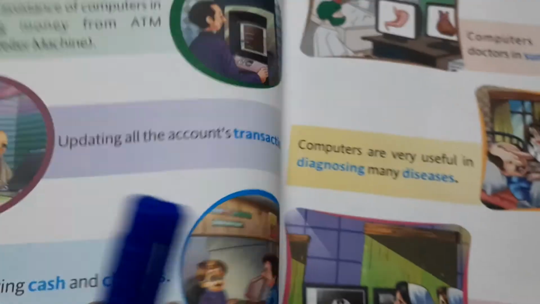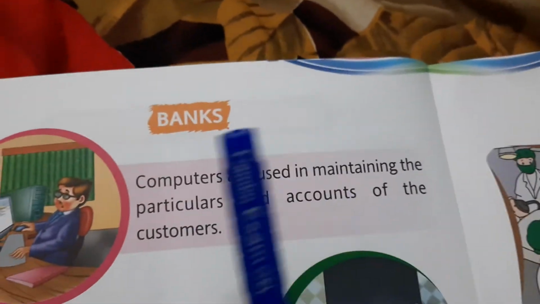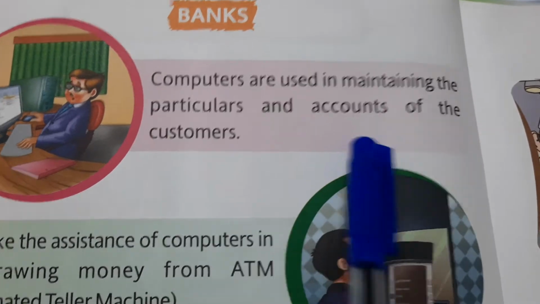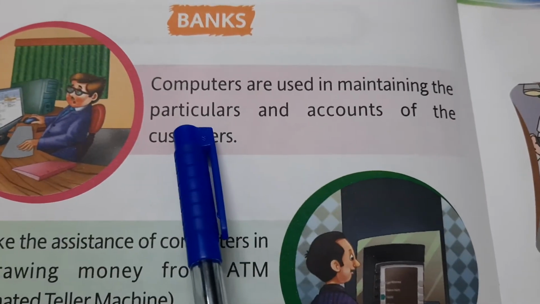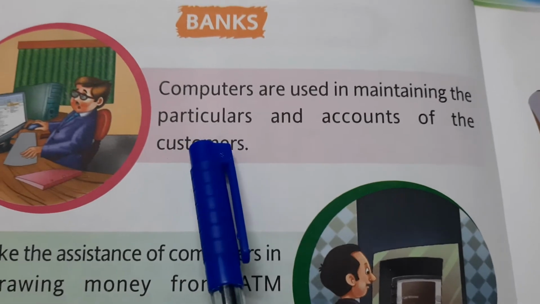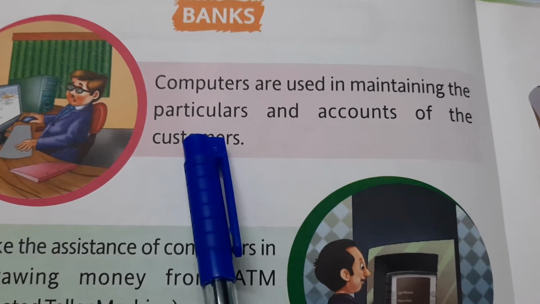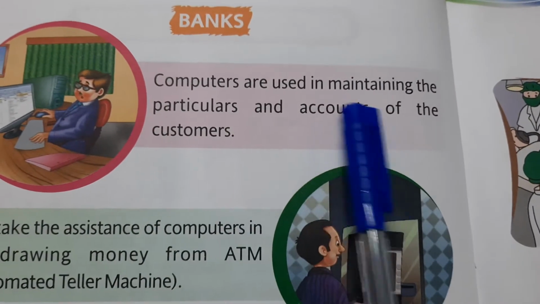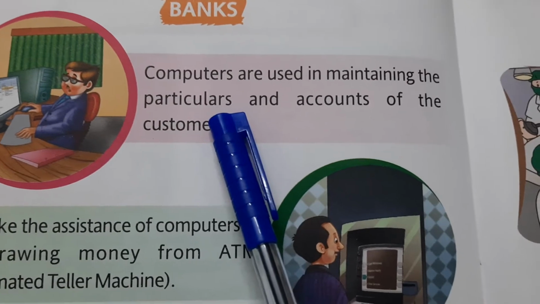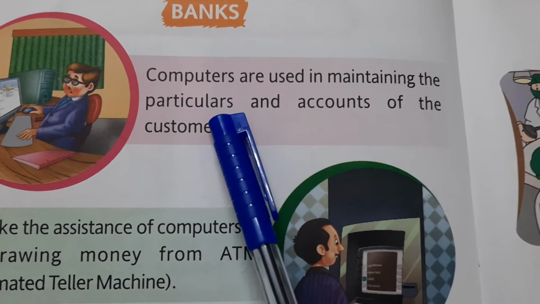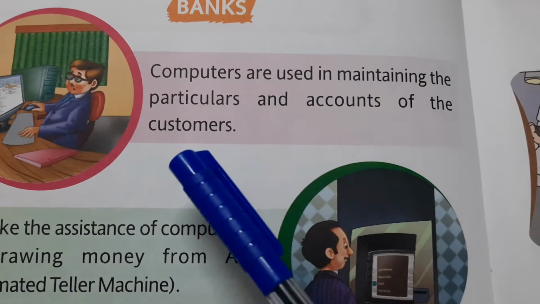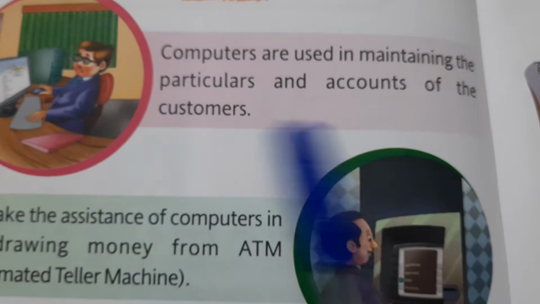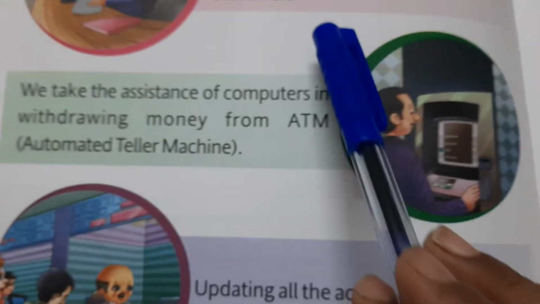Now turn to page number 16. Here, banks. Computers are used in maintaining the particulars and accounts of the customers. Particulars means the details of the customers: address, name, date of birth, and many other details, and even the accounts of the customers, that is how much money is there, what is being taken out, and what is being added. So it is used for maintaining all those details.